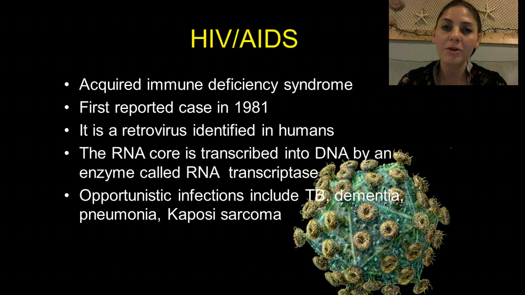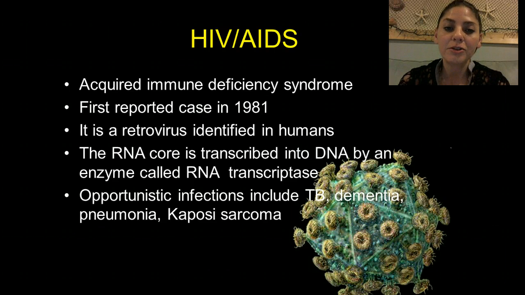One of the most common retroviruses that you hear about all the time is HIV, which eventually turns into AIDS, acquired immune deficiency syndrome. The very first reported case of this disease was in 1981, my birth year, not something I'm very proud of. So it is a retrovirus, meaning that the genetic material inside that virus is RNA, and it's identified in humans. The RNA core is transcribed into DNA by an enzyme called reverse transcriptase.